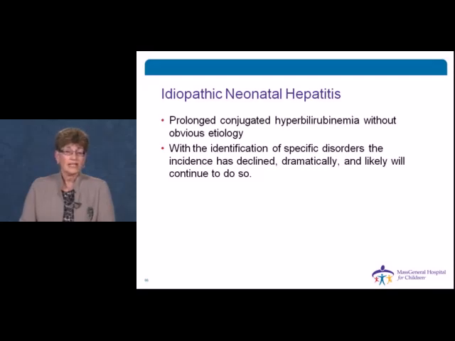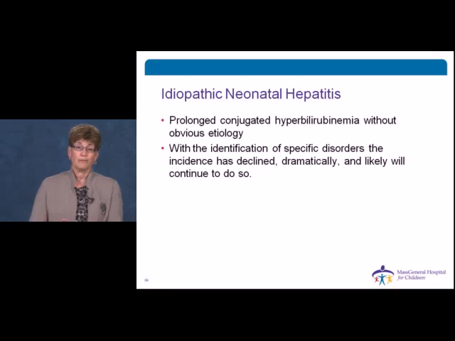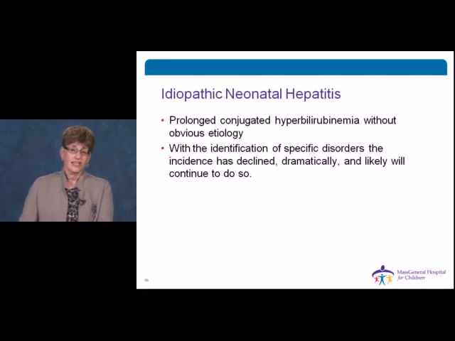And finally, I'm going to come back to that little category, the idiopathic neonatal hepatitis, which keeps shrinking over the years. Basically, that's prolonged conjugated hyperbilirubinemia without any obvious etiology. As we continue to identify specific disorders, the incidence of this has declined and likely will continue to do so.